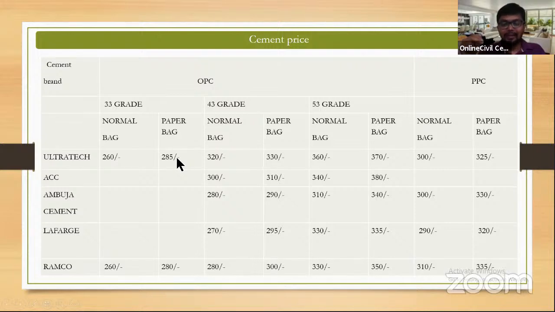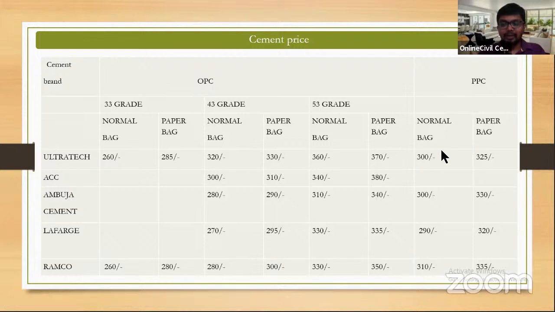There are generally two types of bags, and now everyone is going for the paper bag, because in a normal plastic bag, they can use hooks. In a paper bag, they cannot use hooks, because if they use hooks in a paper bag, the bag will tear. That's why everyone is going for paper bags of cement right now. So we'll compare only the paper bag. I also advise you, if you are using cement in your own building or at your site, always go for paper bags. The paper bag price for the 33 grade is 285, for 43 it is 330, and for 53 it is 370.